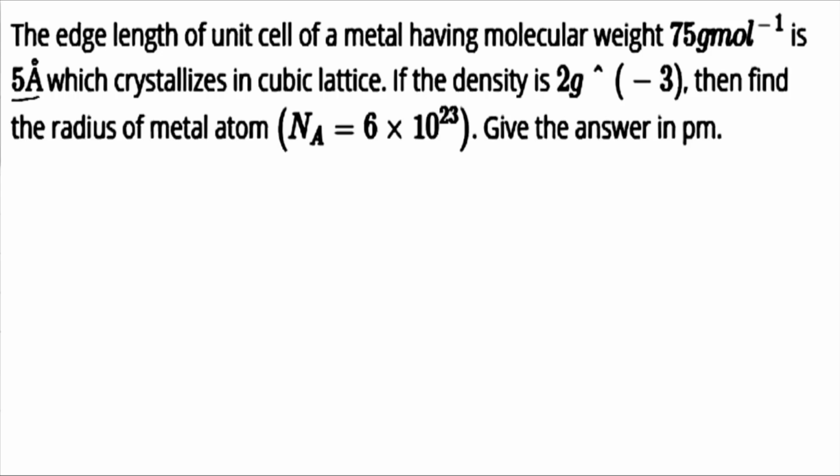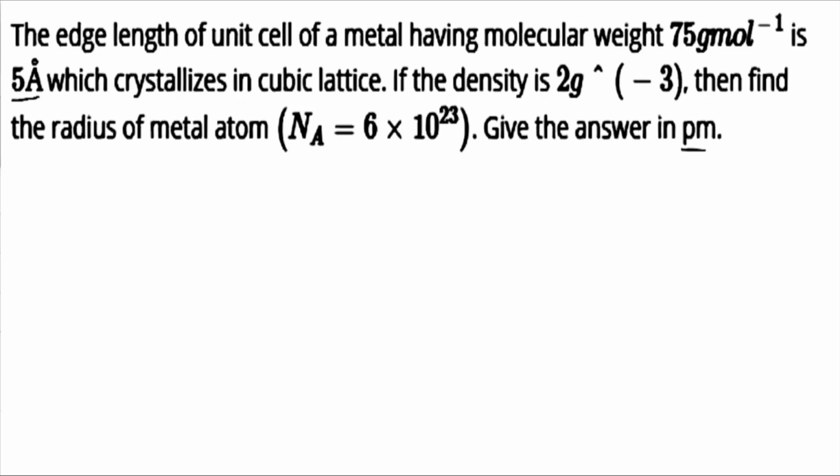The question is: the edge length of the unit cell of a metal having molecular weight 75 is 5 angstrom, which crystallizes in a cubic lattice. If the density is 2 gram per centimeter cube, then find the radius of the metal. The answer is in picometer.